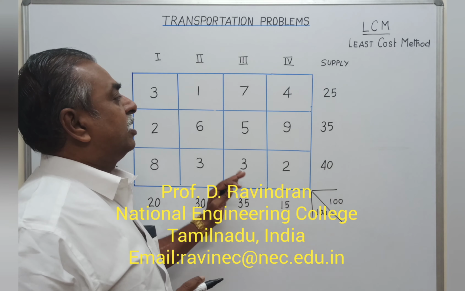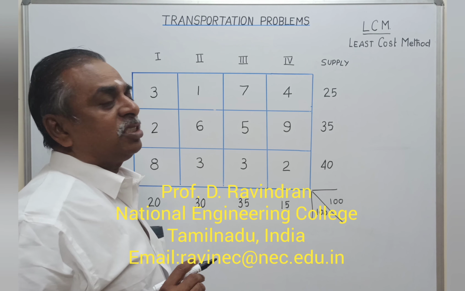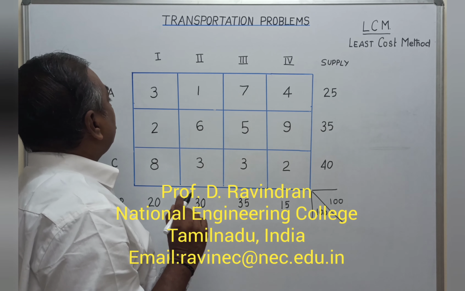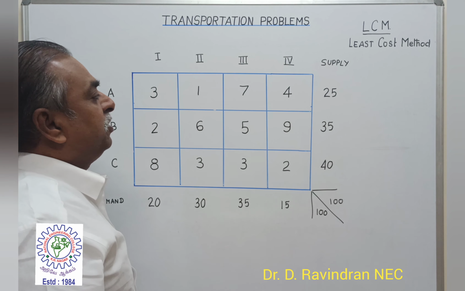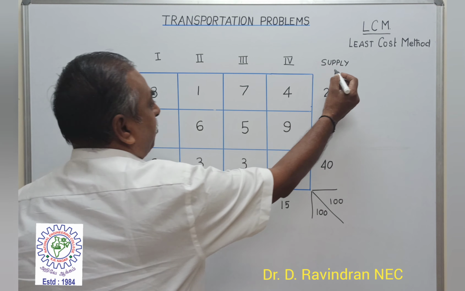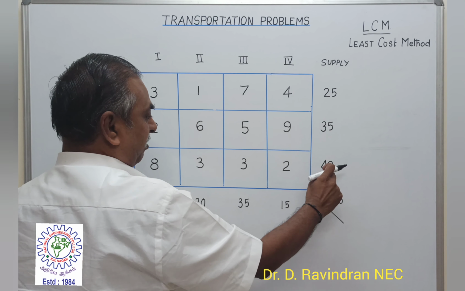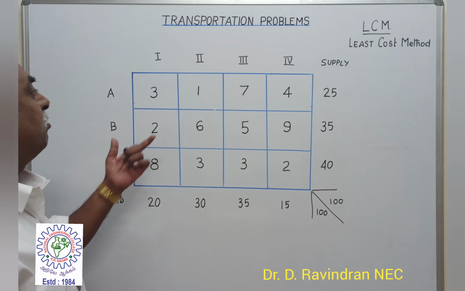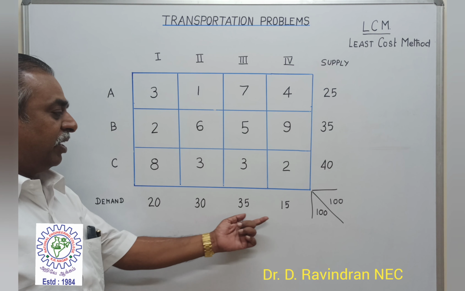Let us consider this transportation problem. We can solve this problem by the least cost method. In this least cost method, the same problem from the previous video is considered here. The supply from A, B and C is given as 25, 35 and 40, whereas the demand from centers 1, 2, 3, 4 is 20, 30, 35 and 15.